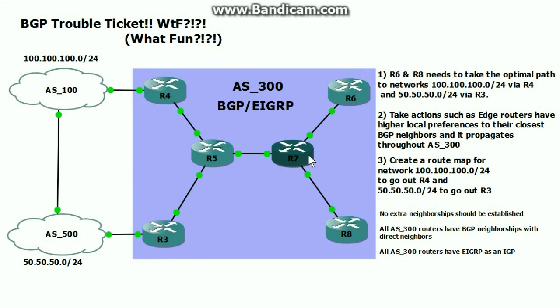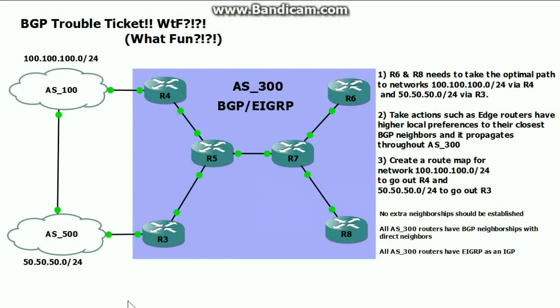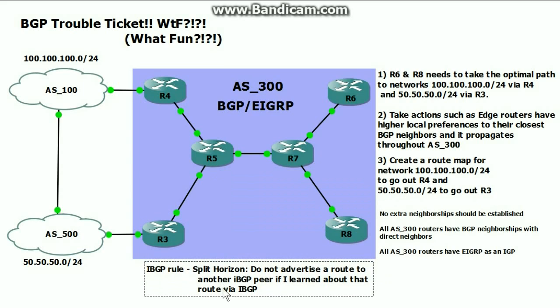Also, why didn't R7 learn about these routes if R5 did? Now, this has to come into play with this IBGP rule called split horizon. Since R5 was a first hop peer of R4, he received those routes, but the rule for split horizon for IBGP is do not advertise a route to another IBGP peer if I learned about that route via IBGP. So he learned it from R4, who is an IBGP neighbor, and he will not advertise that out to R7. Okay, so what are our options?